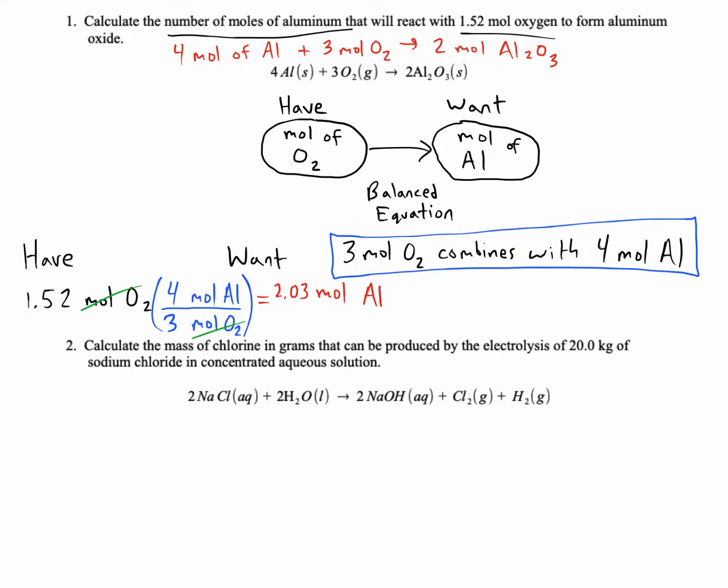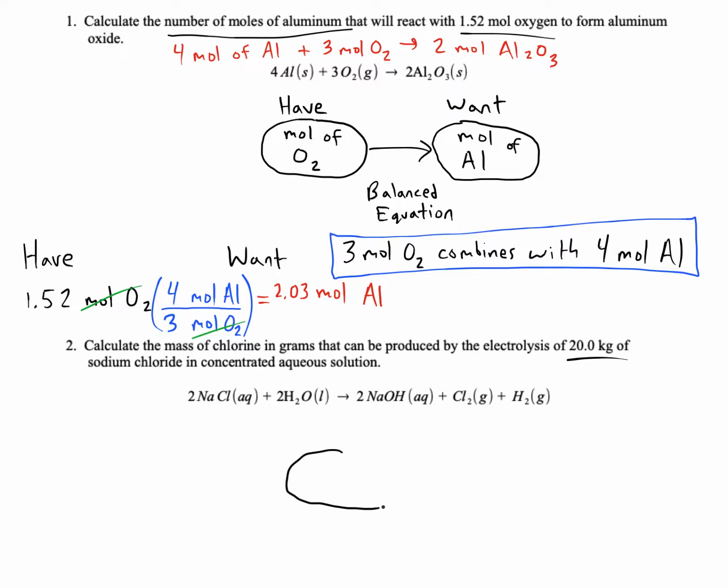Now let's try one where the flowchart is going to have several steps. This one says, calculate the mass of chlorine in grams that can be produced by electrolysis of 20 kilograms of sodium chloride in concentrated aqueous solution. The balanced equation is given, but this time we're not given a number of moles of sodium chloride. We're given kilograms. So there's an additional step to change that kilograms into moles.